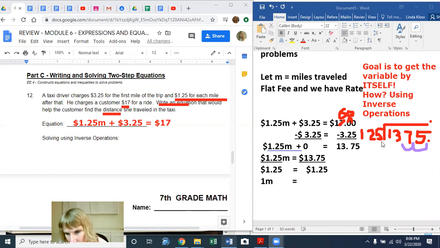1,375. Well, I can't take 125 into 1. Can't take 125 into 13. But I can take 125 into 137. Does anybody know how many times that would go in there? That would go in there exactly 1 time. And I'm going to put it right here because I went into 137. So my first number has to start over the 7.